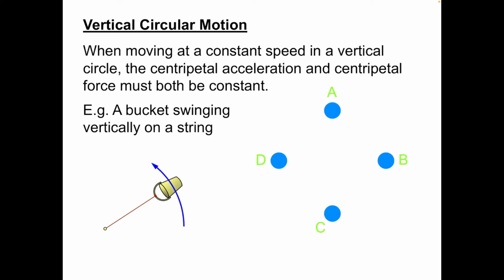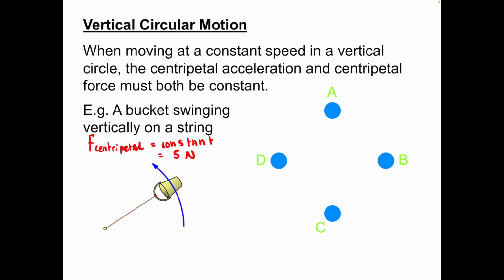Let's have a look at the forces that are acting on a bucket as it's swinging in a circle. So please remember that the centripetal force will always be a constant value at each point. So that doesn't change. Okay, so let's just say it's always 5 newtons. Let's look at the forces acting on the object at point A.